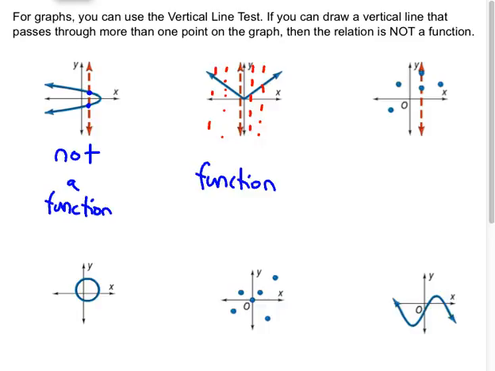You can even do the same thing when you just have points on the graph. As long as you can't draw a vertical line that goes through two of them, you can still determine if it's a function or not. This one, however, this vertical line does actually pass through two of them. So what that would mean is this one is not a function. You can get it to touch in two places.